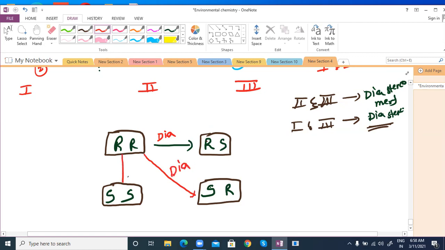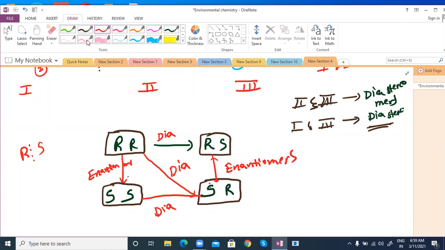And this becomes enantiomers, exactly mirror images. The mirror image of R should be S, the mirror image of S should be R. That is enantiomers. You can write enantiomers. Then SS to RR, this is again diastereomers. And R becomes S and S becomes R, mirror images of each other, so this is enantiomers. This is the simple cycle you can remember. So when R becomes S, that is enantiomer.